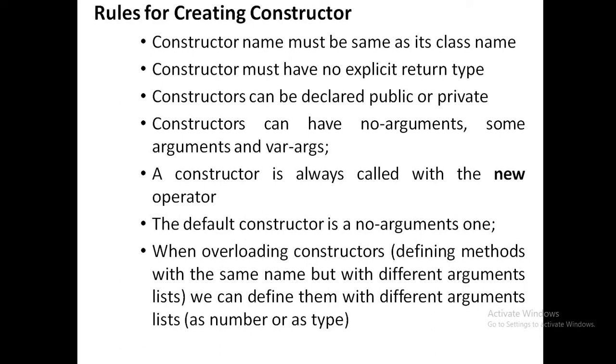A constructor is always called with the new operator. The default constructor is a no argument constructor. When overloading constructors, that is, defining methods with the same name but with different argument lists, we can define them with different argument lists either by number or by type.